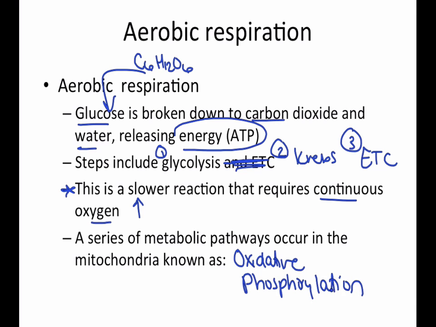So, really, what that means is that if you look at glycolysis, the Krebs cycle, and the electron transport chain, you're going to phosphorylate. And what does phosphorylate mean again? Adding a phosphate. So you're going to add phosphates by using different types of redox reactions.